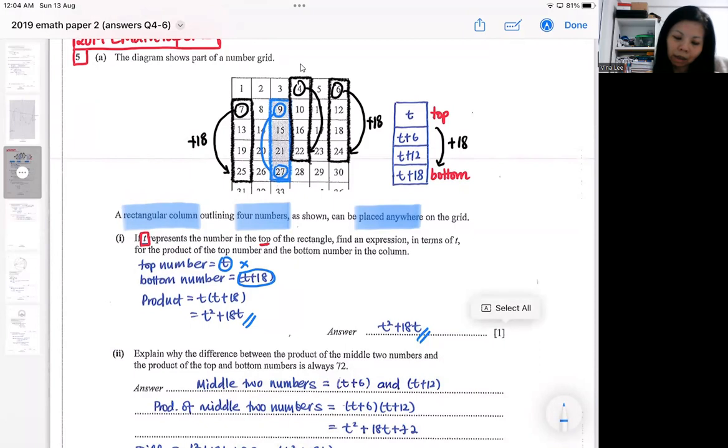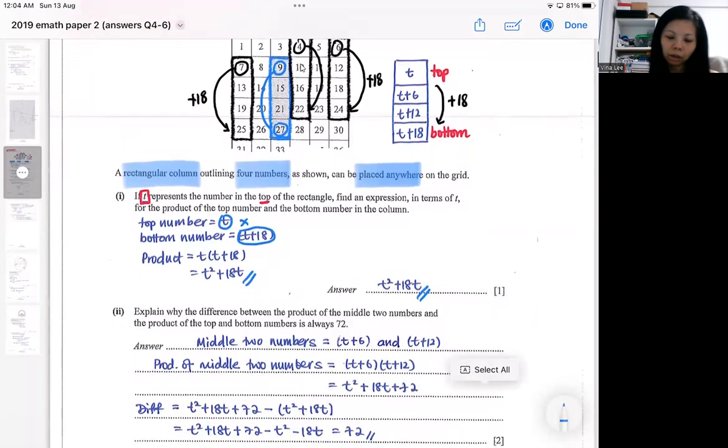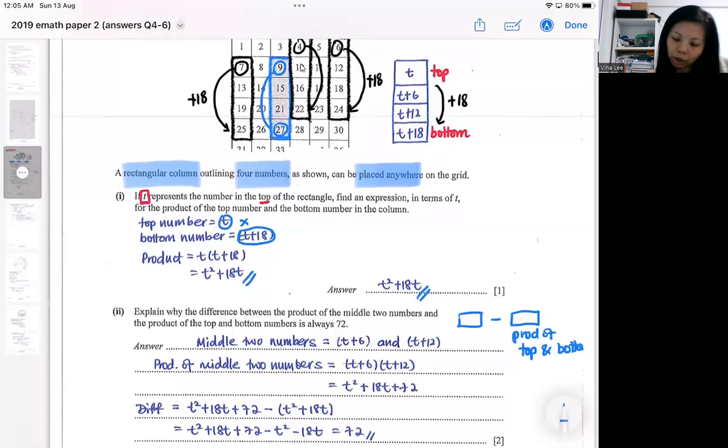After that, they are leading us to the second part. I've got to explain why the difference between the product of the middle two numbers... So it's quite a long thing. There, you need to investigate the difference. Difference of what? Something minus something. It will be the product of the top and bottom, which I already got here. And then I also need the product of the middle two numbers.